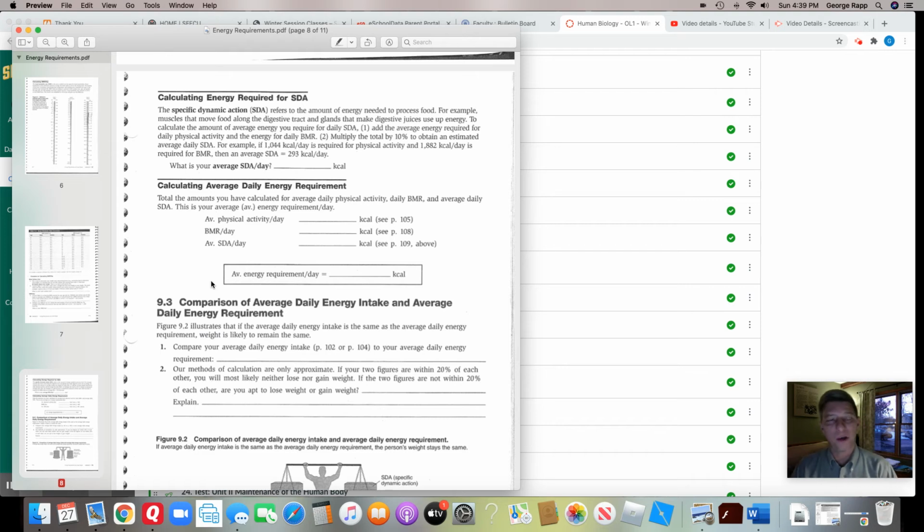Finally, the last energy expenditure you'll have is called SDA. And specific dynamic action is the amount of energy that you use to process your food. And so what you'll do is you're going to add up your energy requirement for a day plus your BMR, and then you're going to multiply that by 10%. And that'll give you your SDA, and you'll write your SDA down in here. Then re-record your average physical activity, your BMR, and your average SDA. And if you add those 3 numbers up, that'll give you the average energy that you use in a given day.